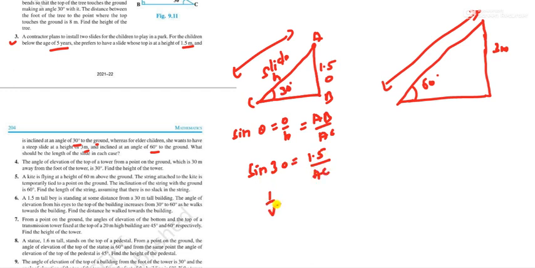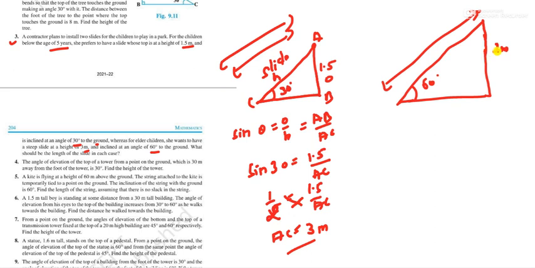Sine 30 is 1 by how much? 2. Yes, 1 by 2. This is 1.5 by AC. So do the cross multiplication. AC into 1 is AC, and 1.5 into 2 is how much? 3 meter. So AC, the length of this slide, is 3 meter.